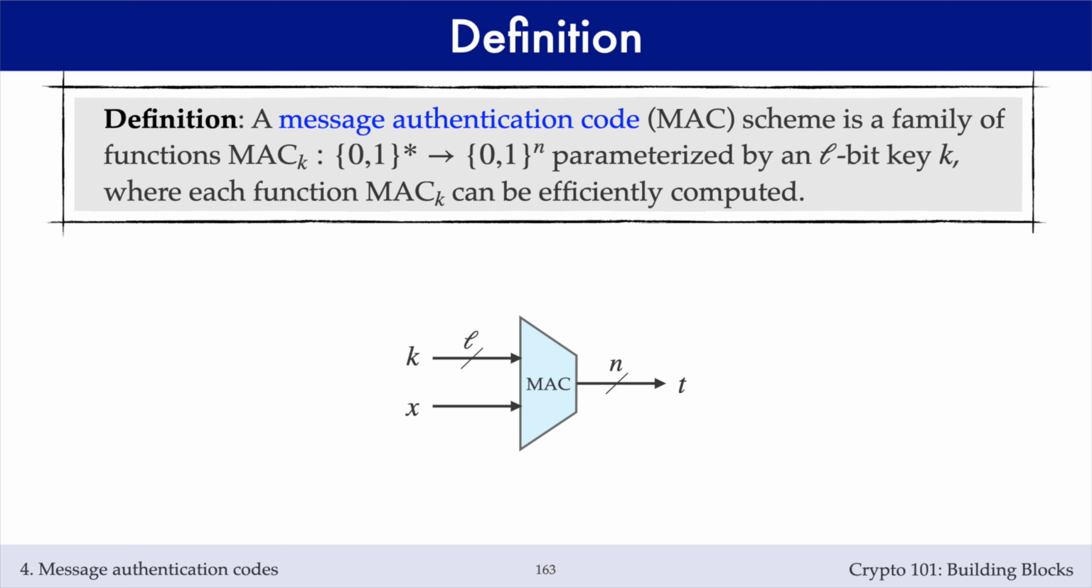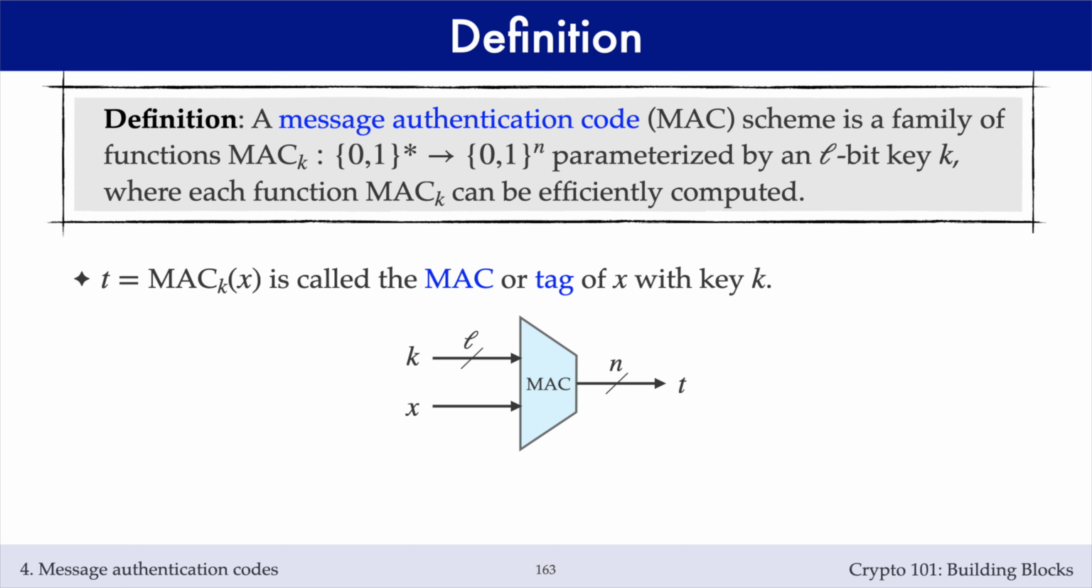I'll begin with the definition. A message authentication code, or MAC scheme, is a family of functions parameterized by an L-bit key k, where each function in the family can be efficiently computed. So there are 2 to the L functions in this family, 1 function for each L-bit key k. Each function maps binary strings of length up to some fixed upper bound to binary strings of a fixed length n. For any message x and key k, t, which is the MAC of x with respect to k, is called the MAC or the tag of x.